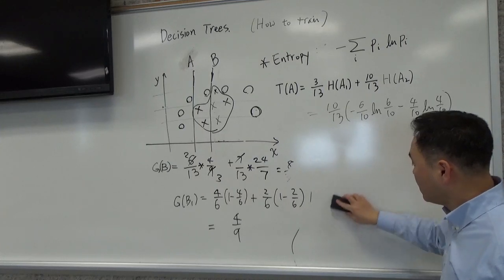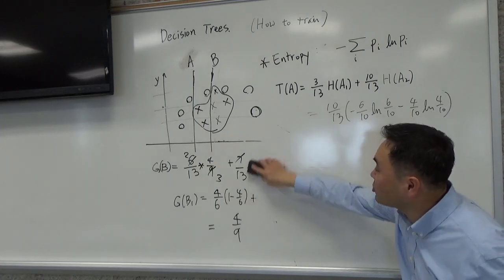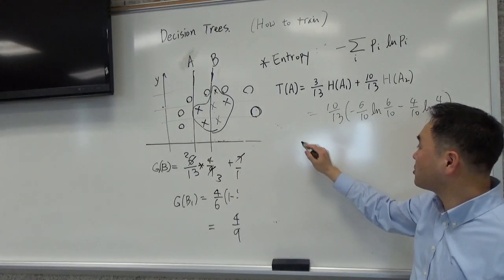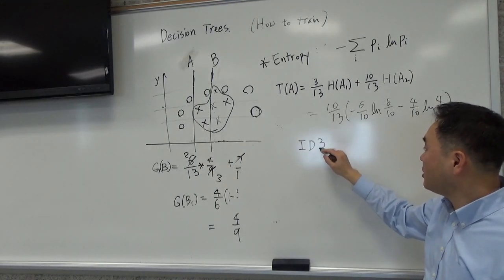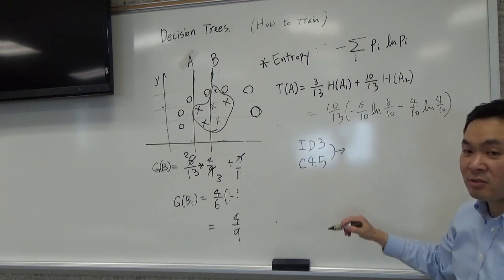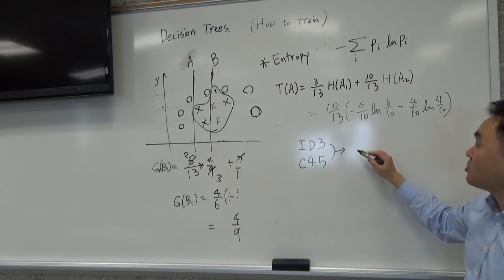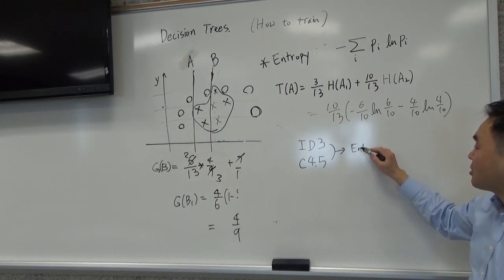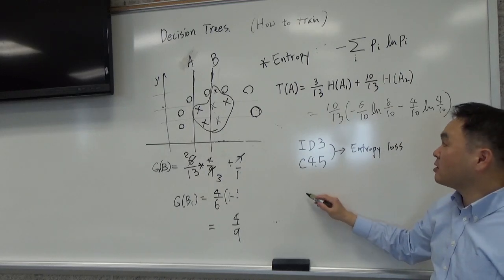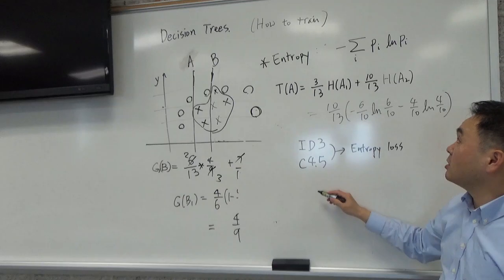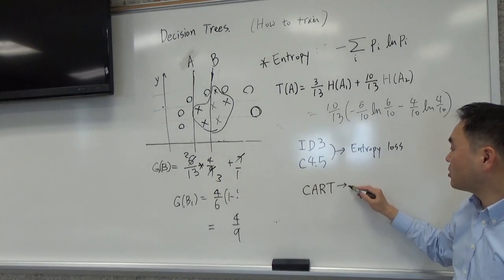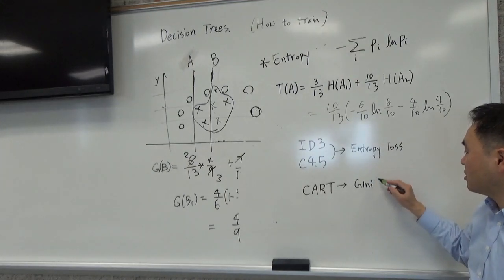Now, adding to this, let me just talk about 3 popular ones. There's ID3 and C4.5, and these are decision trees that use the entropy loss function. And then there is the CART. This is the one that uses the Gini loss function.